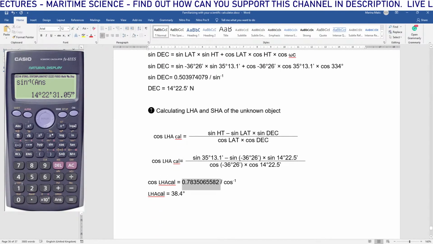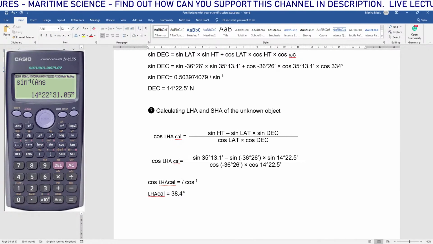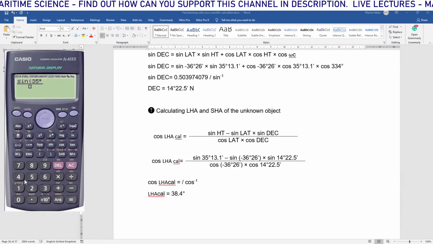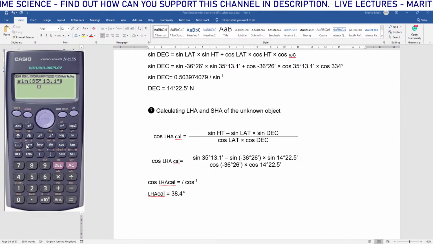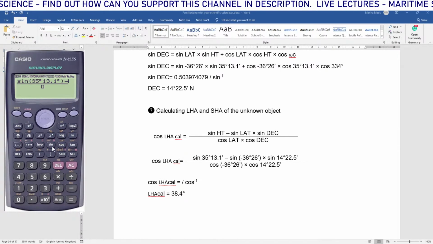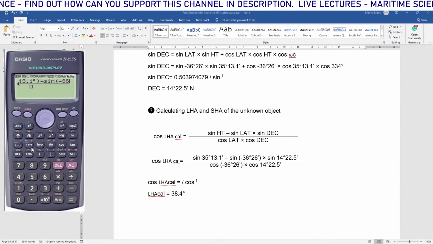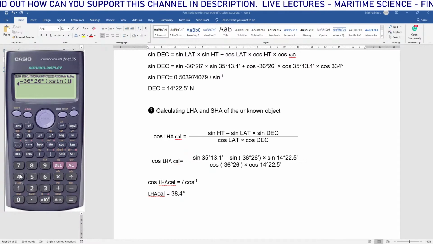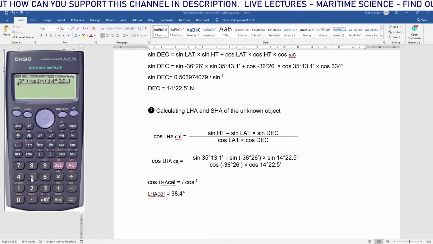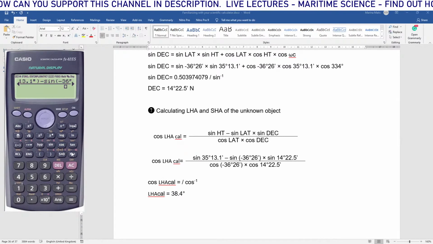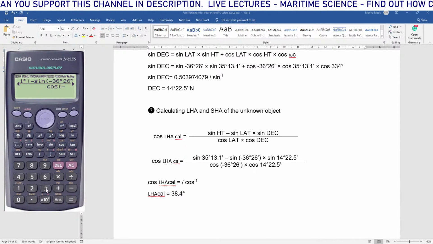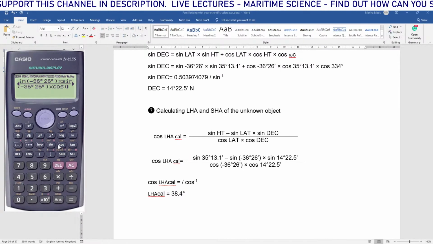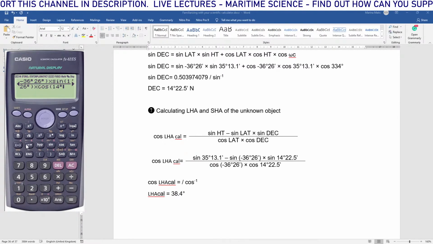And now let's calculate. Let's put all of this in the calculator. We're going to use this function here. So sine of 35 degrees, 13.1, close the bracket, minus sine of latitude, that is negative 36 degrees, 26 minutes, close the bracket, times sine of declination, 14 degrees, 22.5, close the bracket, go down and just repeat the last two numbers. So negative 36, 26, close the bracket, times cosine of 14 degrees, 22.5.